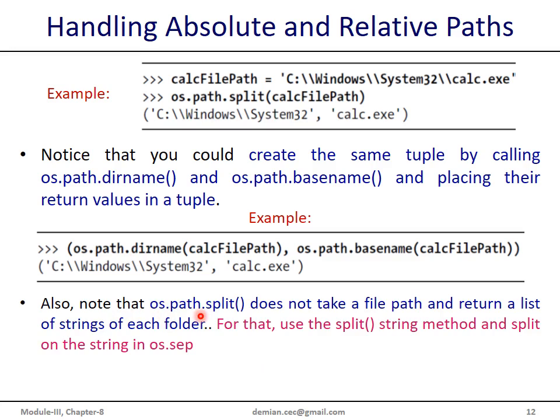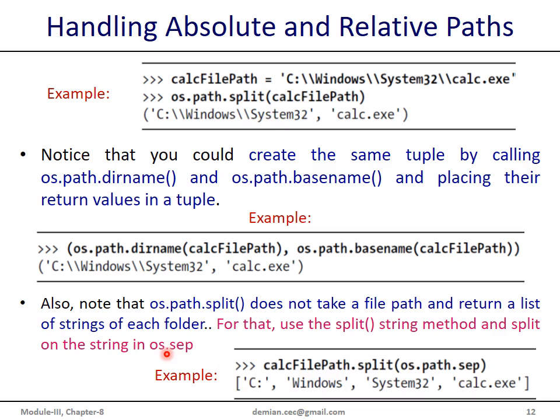Observe that os.path.split does not take a file path and return a list of strings of each folder. If you want the list of strings of each folder, then use the split string method and split on the string os.path.sep like this. If you use the split method with os.path.sep, the separator, then it returns a list of strings which represent the folder or subdirectory names.